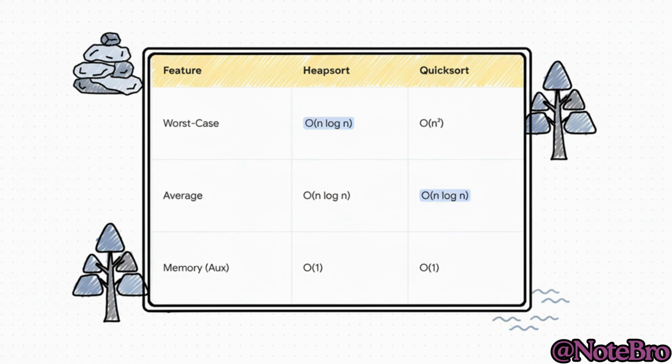In a worst-case scenario, its performance can fall off a cliff and become incredibly slow. Heap Sort, on the other hand, is the definition of reliable. Its performance is a guaranteed O(n log n), no matter what data you throw at it. It's a safe bet. And when it comes to memory, they're both fantastic.